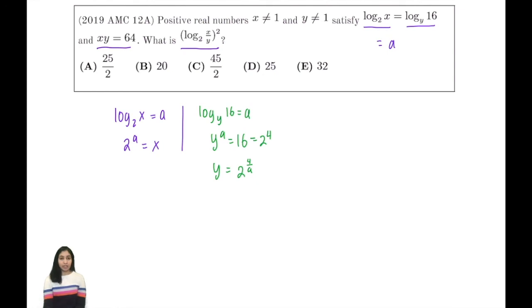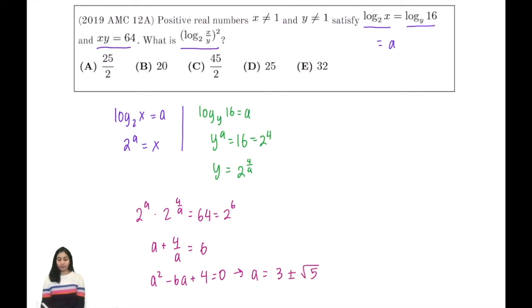Now we can go ahead and plug this in to xy equals 64, and we'll get that 2 to the a times 2 to the 4 over a equals 64, which is, again, 2 to the 6. Here we know that a plus 4 over a is equal to 6. We can multiply both sides by a and simplify to get a squared minus 6a plus 4 equals 0. Applying the quadratic formula here tells us that a is equal to 3 plus or minus root 5.